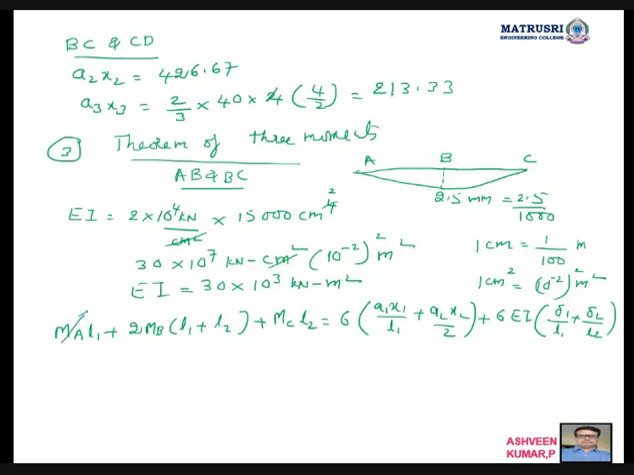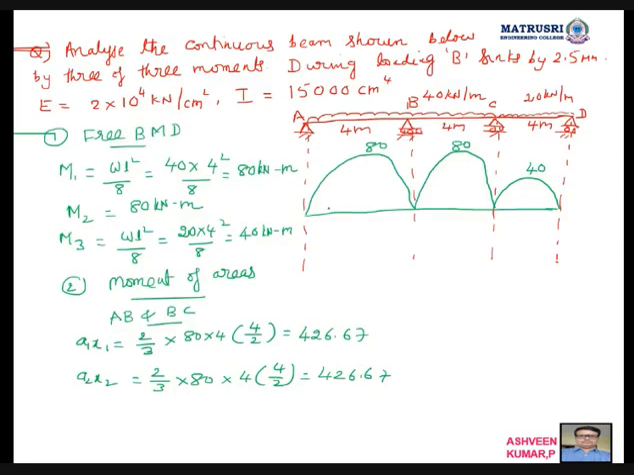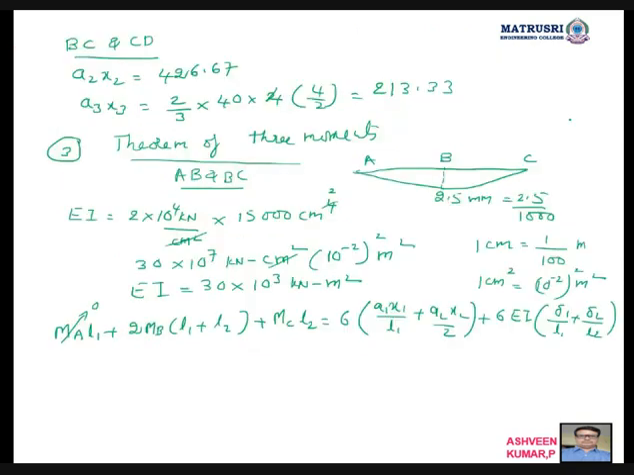MA is 0. Why I am taking MA as 0? I told it here. If you take this end and this end, both ends, if it is not fixed, if it is a roller support or hinge support, the moment is 0. So A and D will become 0. So MA 0 I have taken.